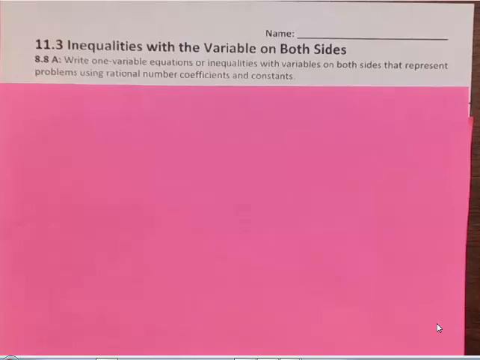Hey guys, today we're going to be looking at 11.3, which is inequalities with variables on both sides. The TEK that we're going to be focusing on is 8.8A, which is write one variable equations or inequalities with variables on both sides that represent problems using rational numbers, coefficients, and constants. Okay, so you guys have already done writing one-step and two-step equations. We're going to be really focusing on the inequality aspect of this TEK.